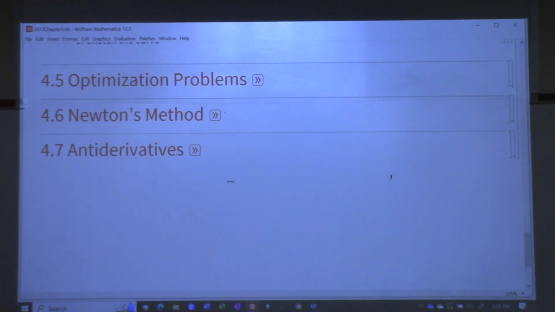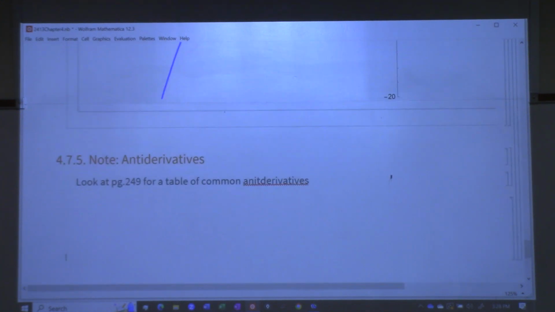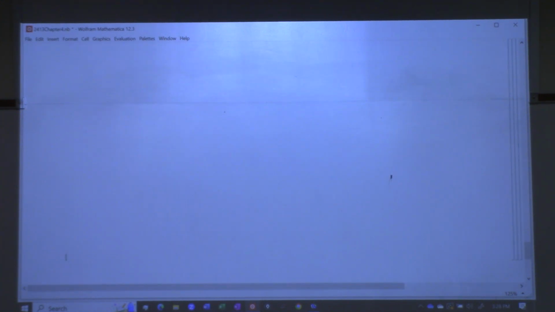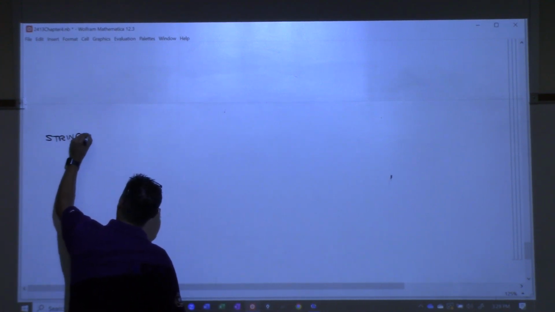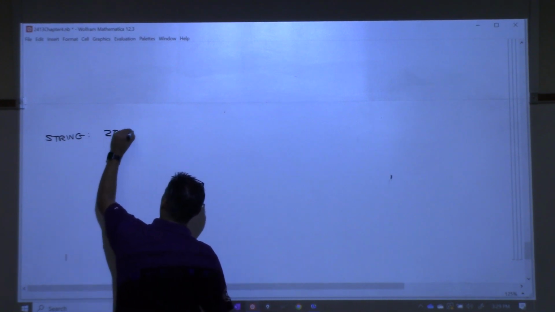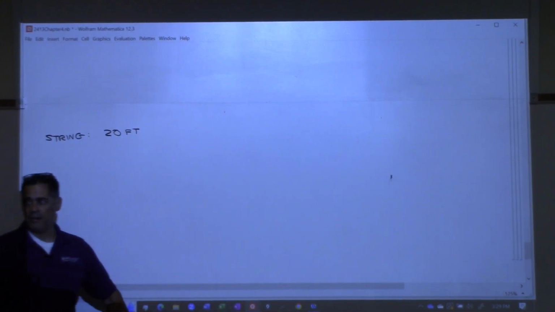All right, so optimization. Before I show you the notes or any sort of guidance on this, I want you all to think about this. Let's say that I give you a string. Of course, the string is flexible, so you can bend it and move it around. Let's say that string is 20 feet long. Pretty long piece of string.